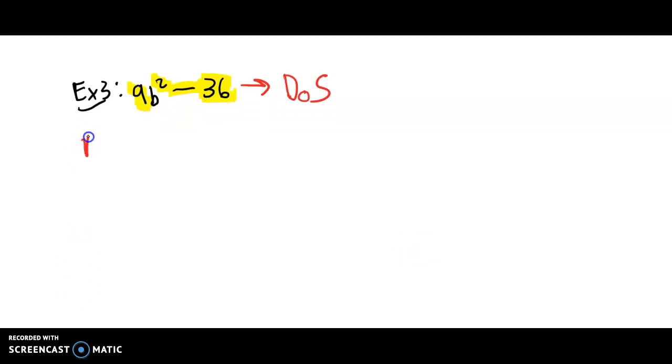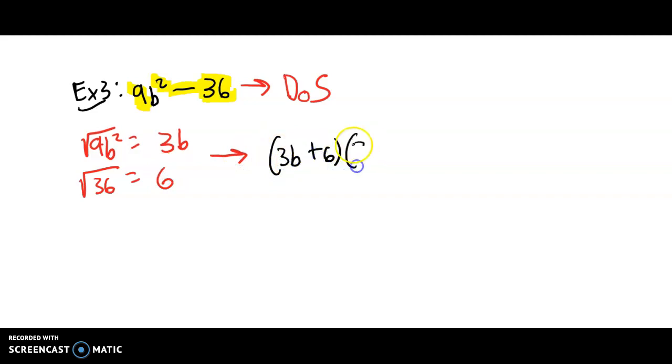So I take the square root of each term. The square root of 9b squared, you square root them individually, so it comes out to 3b. By that I mean square root the 9, then square root the b squared. We got square root 36 is just 6. We plug this into our plus minus, and we get 3b plus 6, 3b minus 6.